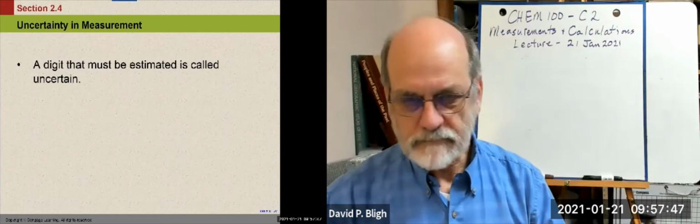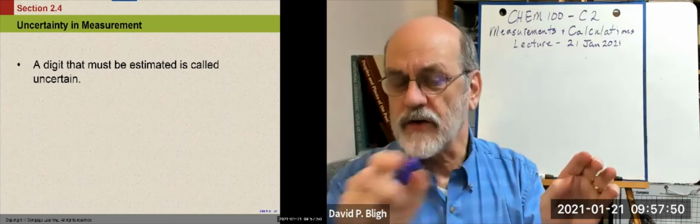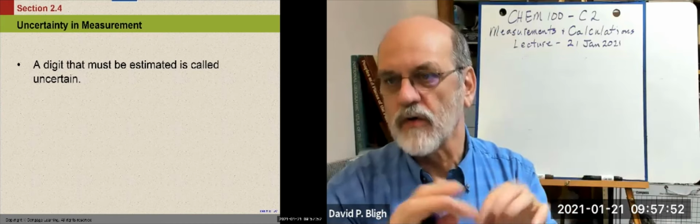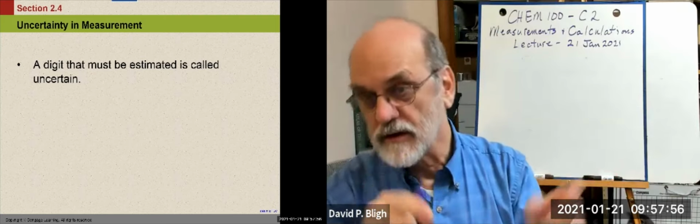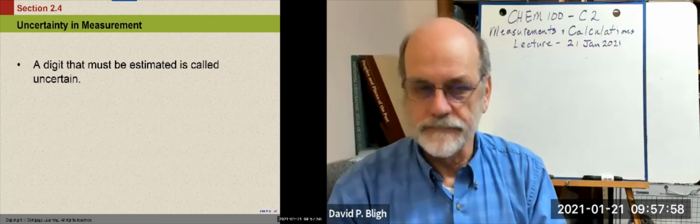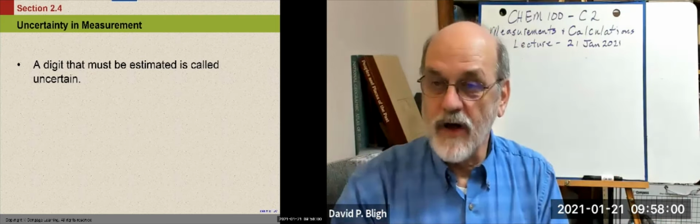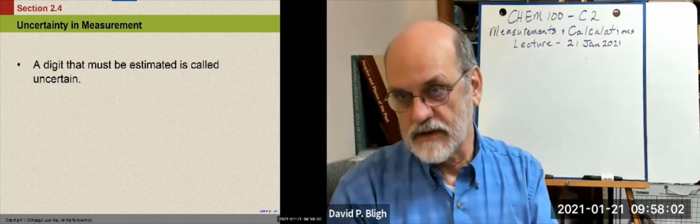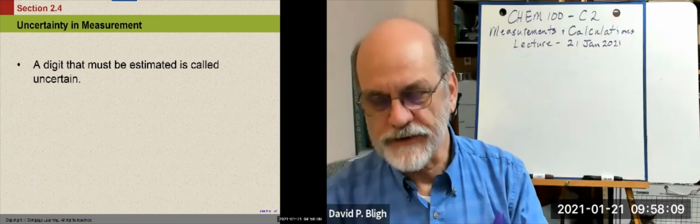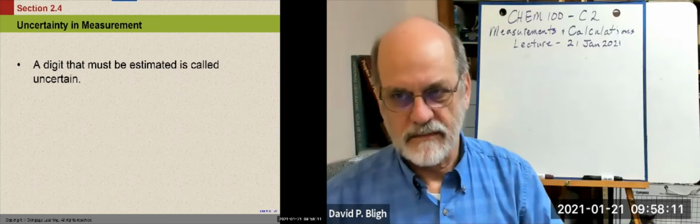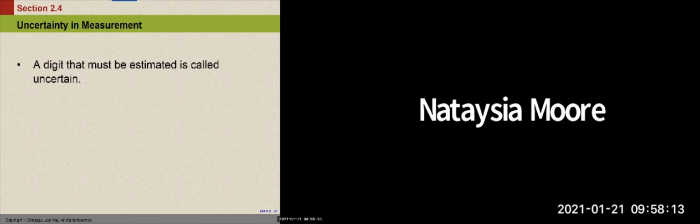Or maybe the markings on the ruler have been smudged, worn over time, and it's really hard to tell which one's which. Another source of error. So if somebody else came along and made the same measurement, they might give me a different number. So every measurement carries with it uncertainty. That's a universal law.